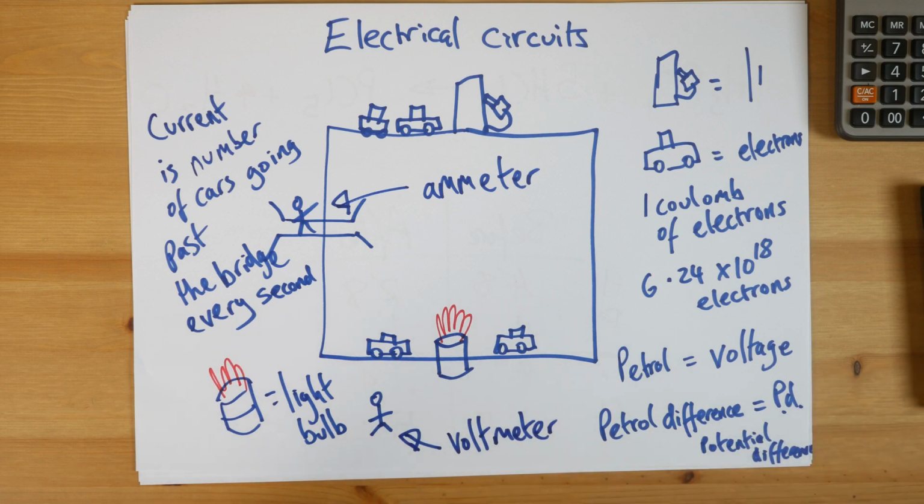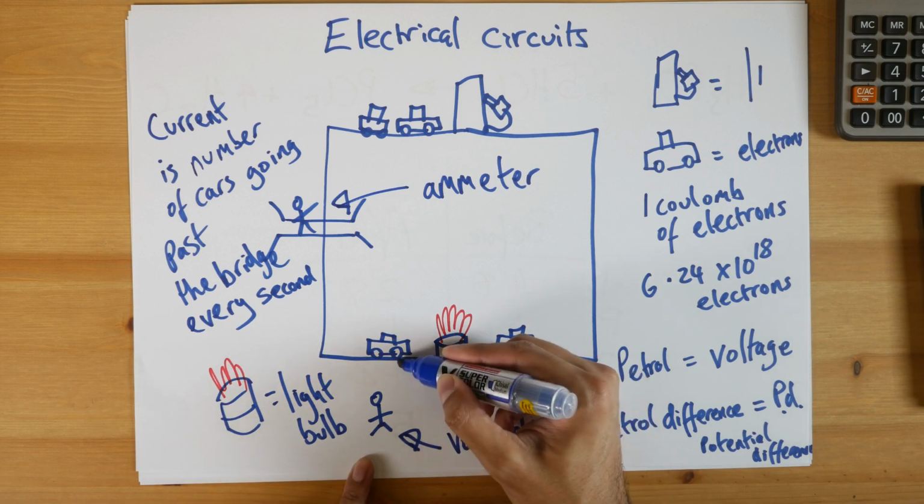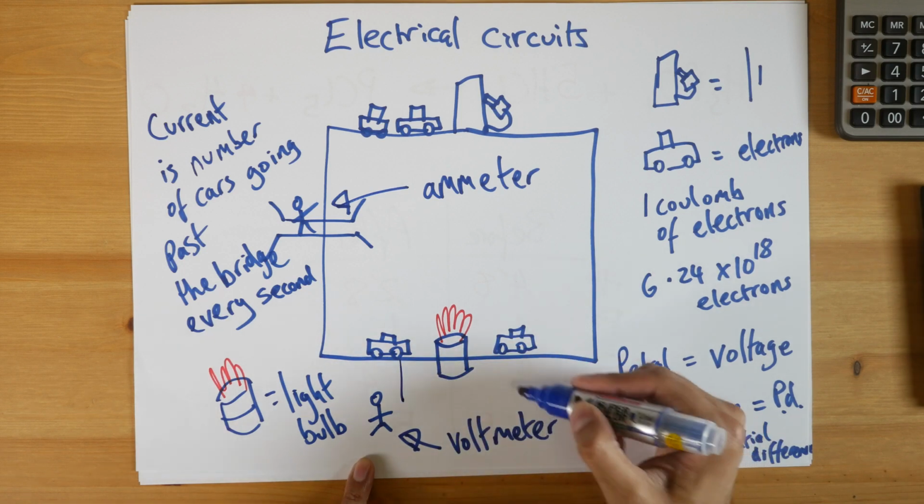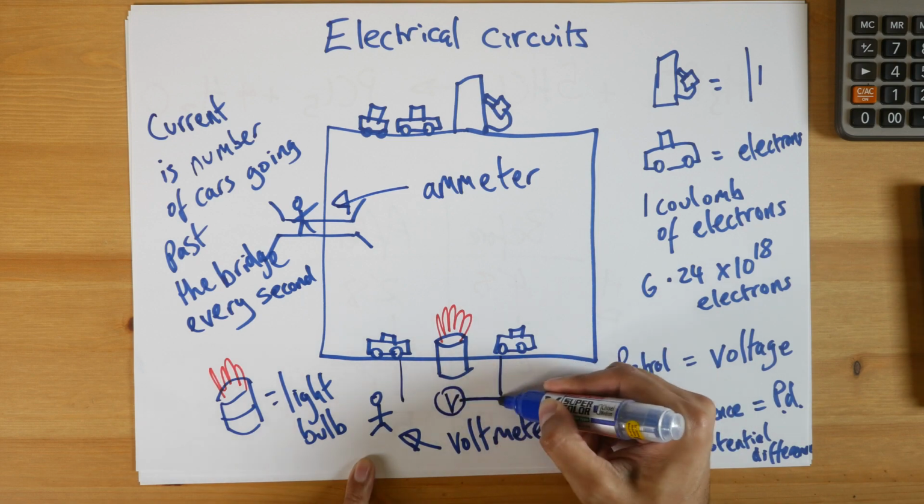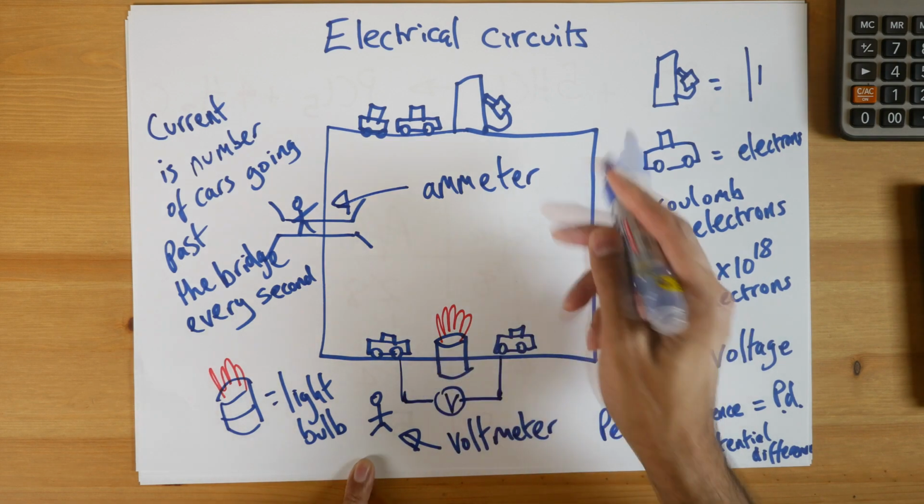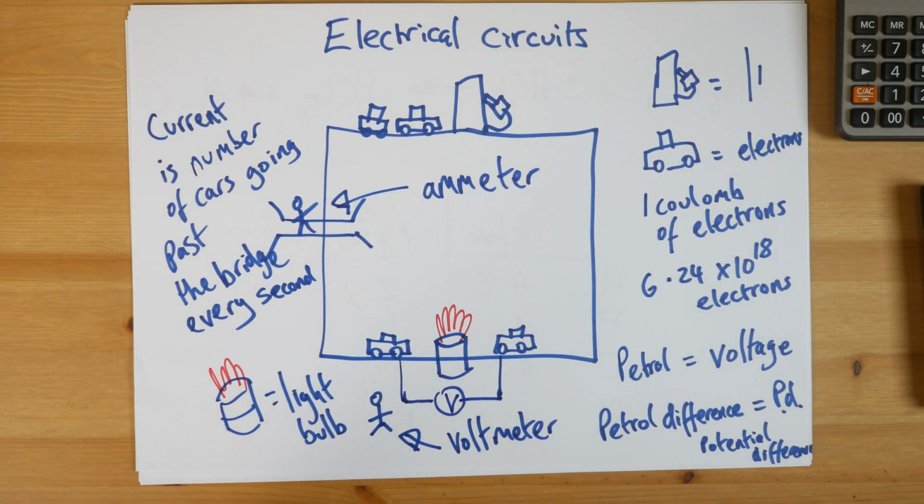And this is why whenever you connect up voltmeters, it's always in parallel, because you need to measure here and you need to measure over here. So it will be a little bit like this, you see what I mean? Even though this is what we would call a series circuit, as in one loop.